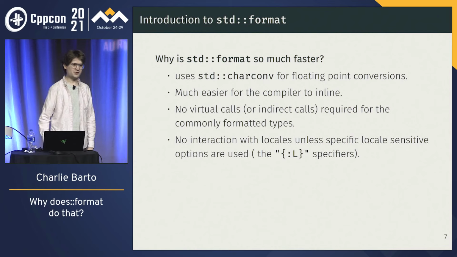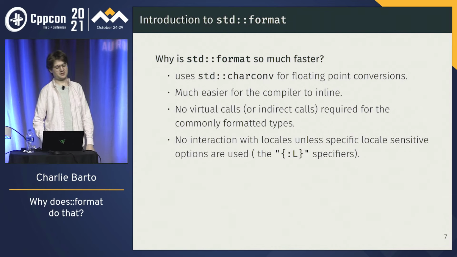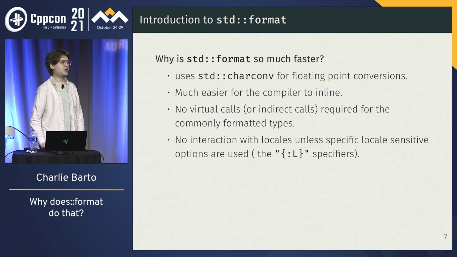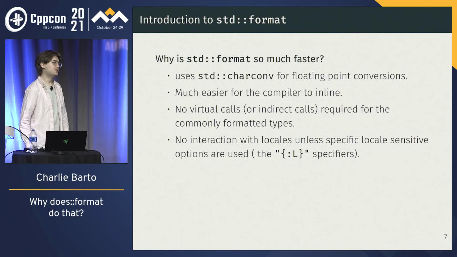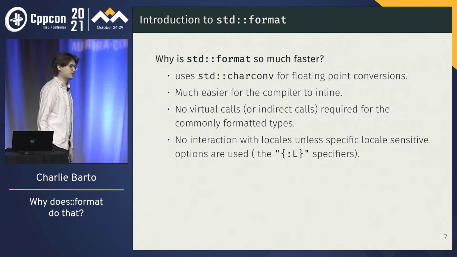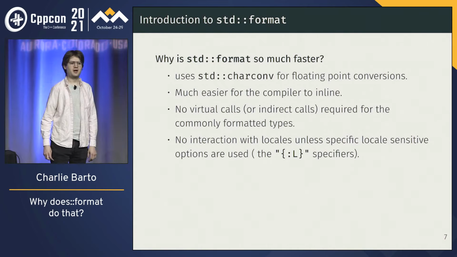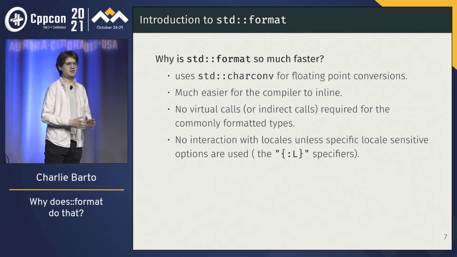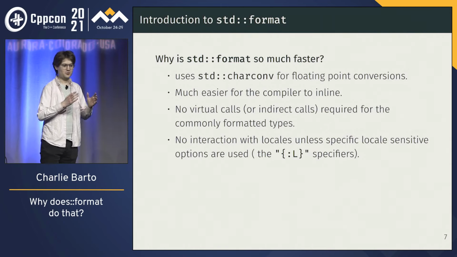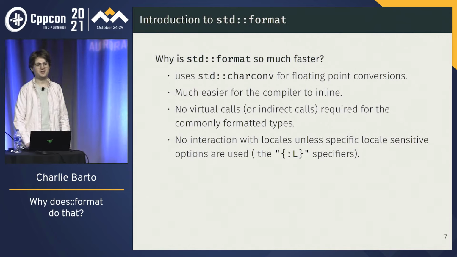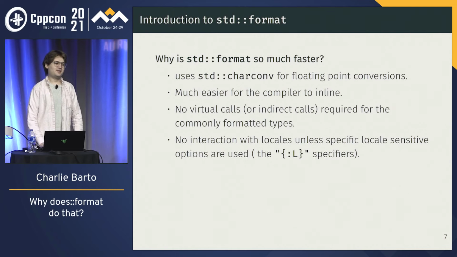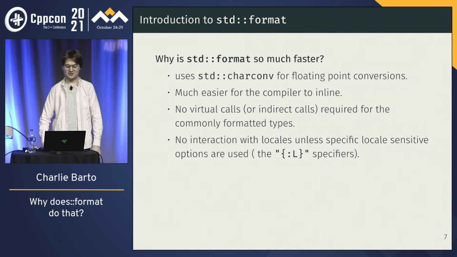If you use the customization facilities, that does introduce some indirect calls. It doesn't interact with locale at all, unless you use a specifier that specifically opts into that. This is nice. That means that when you're writing code using std::format, you know that the output will be what you're actually seeing. You're not going to end up in a situation where somebody has a different locale set and the output's wrong, and oh, you're formatting into a fixed length buffer, and now you've written all over your stack. Uh-oh, that's not going to happen.